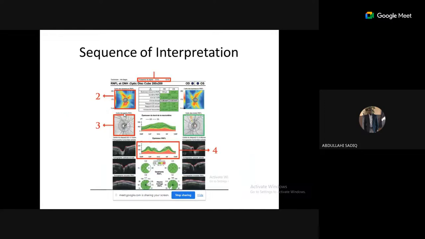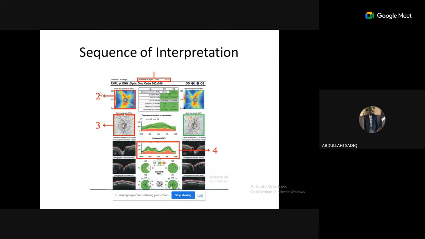Okay, now how do you interpret OCT? In the sequence, you start with signal strength. Signal strength is very important because the manufacturers have recommended a signal strength below which the scan is termed as having low signal strength. When the signal strength is low, it introduces some artifact in the interpretation. I will show the values for the different machines later.